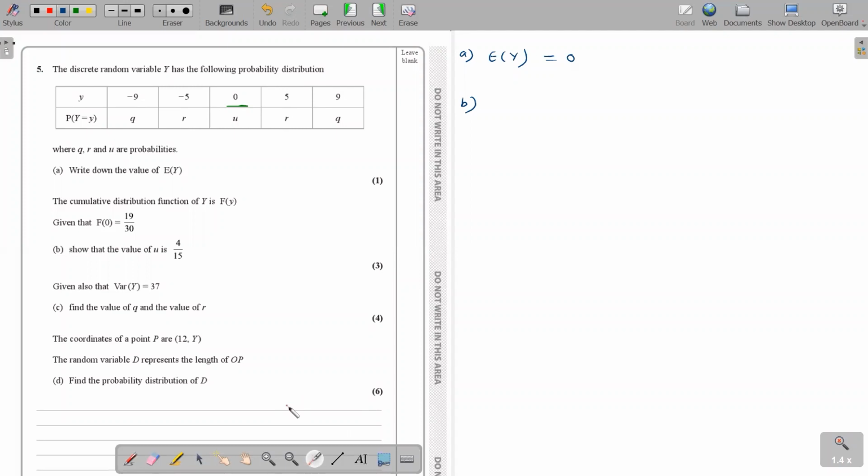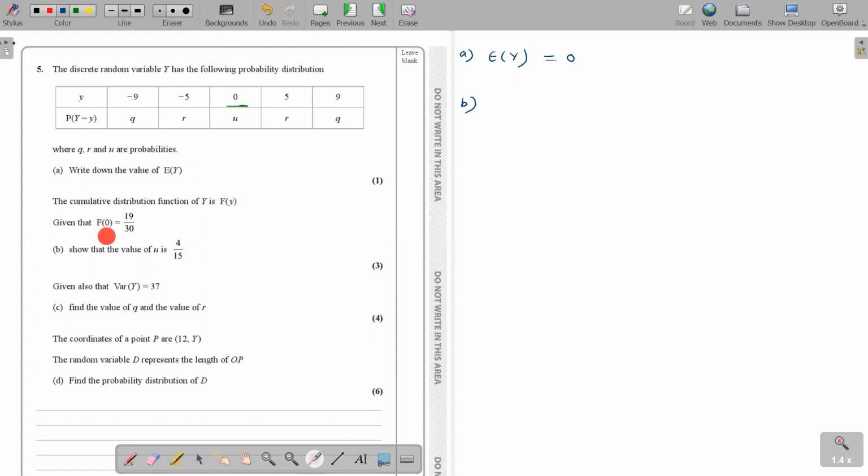Next part, the cumulative distribution function of y is F. Given that F(0) is 19 over 30, show that the value of U is 4 over 15. Okay, this is quite simple. How do we get F(0)? Now here capital F(0) means the cumulative probabilities.